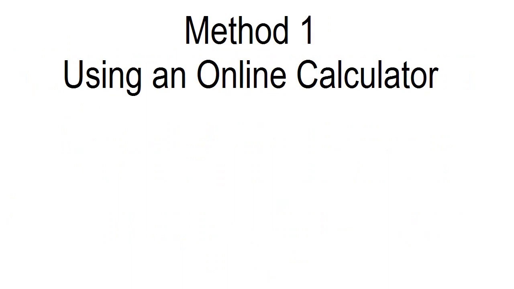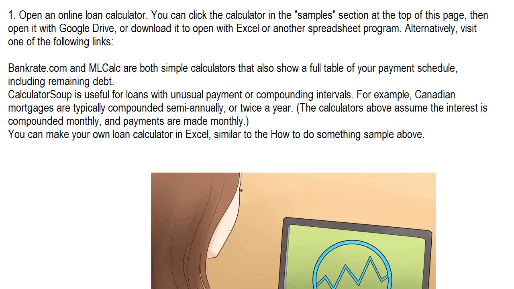Method 1. Using an online calculator. 1. Open an online loan calculator. You can click the calculator in the Samples section at the top of this page, then open it with Google Drive, or download it to open with Excel or another spreadsheet program. Alternatively, visit one of the following links.